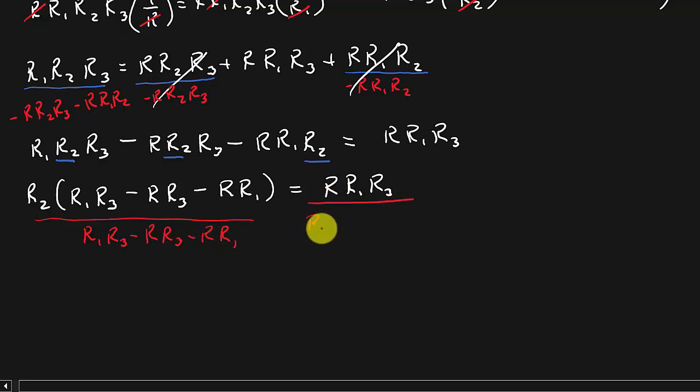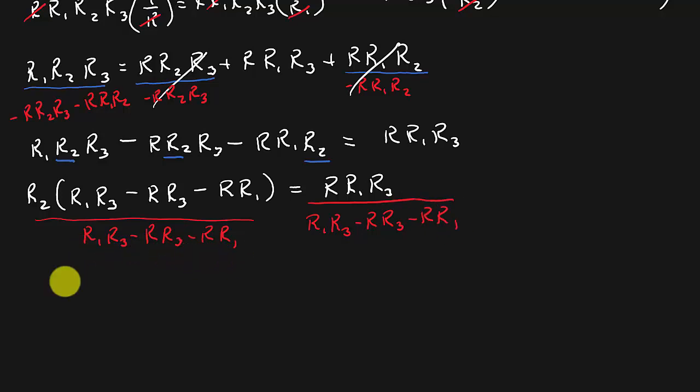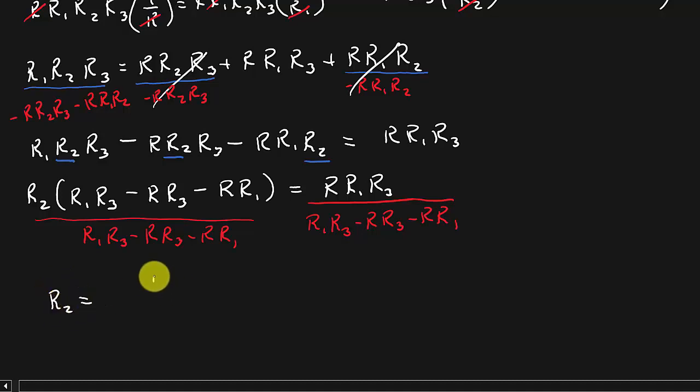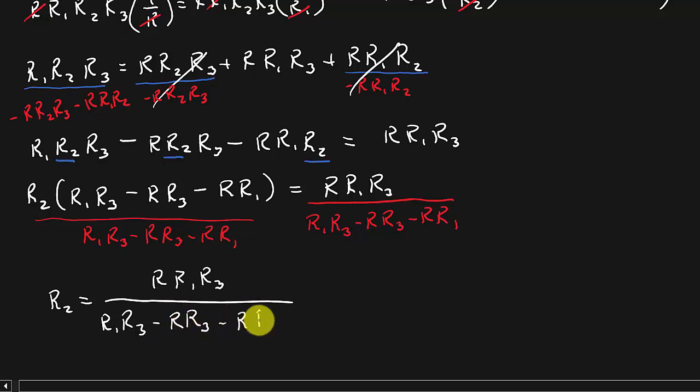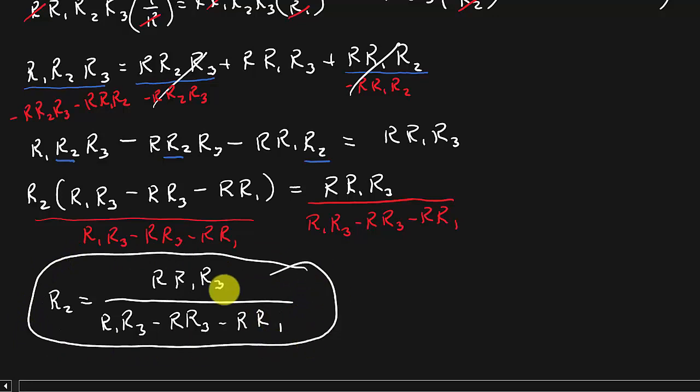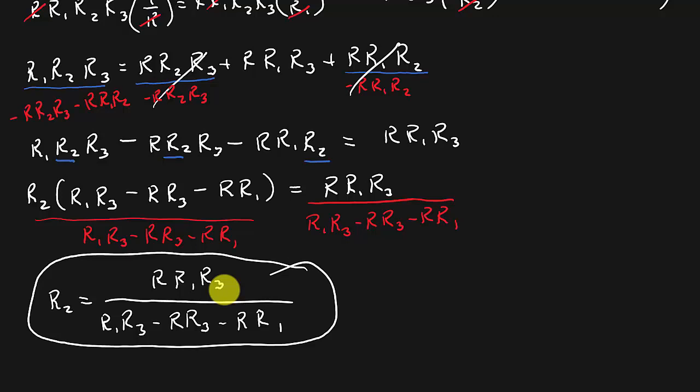All right, so we're left with R2 is equal to R1, R3 over R1, R3 minus R, R3 minus R, R1. And provided I didn't write something down wrong, careless mistake or something, that's your answer. Okay? So it's not bad. That's not too bad, but there's your answer.